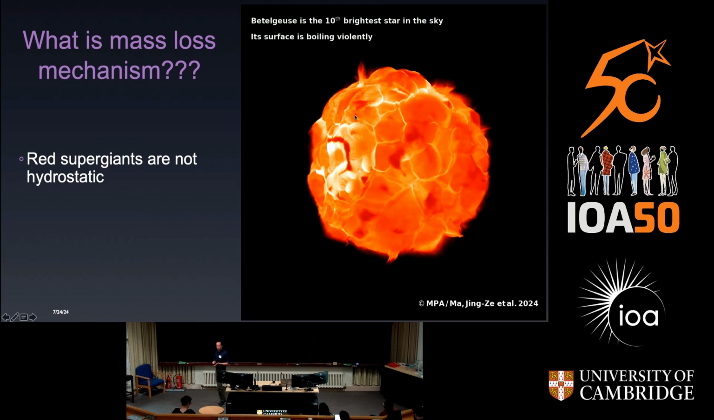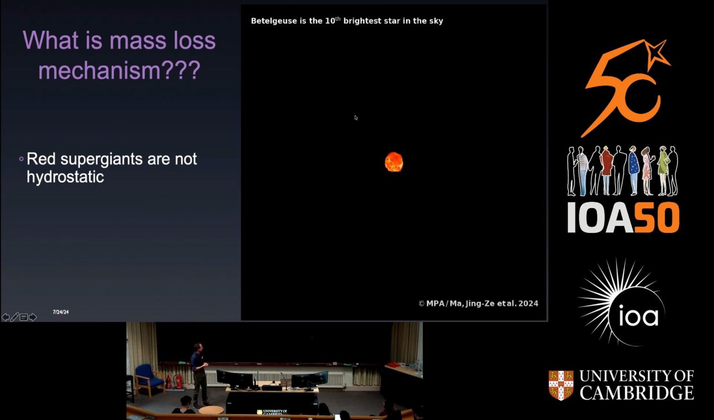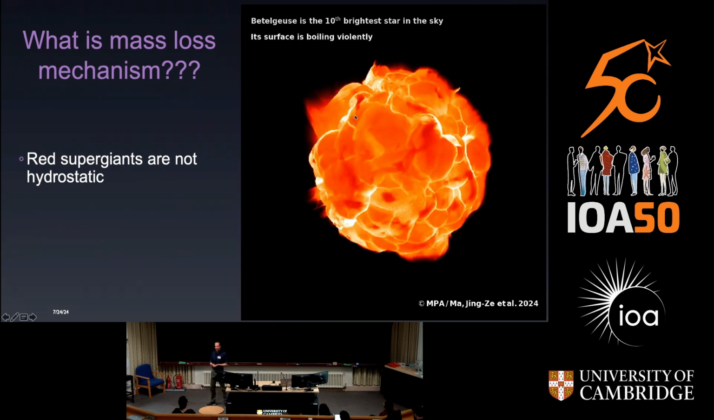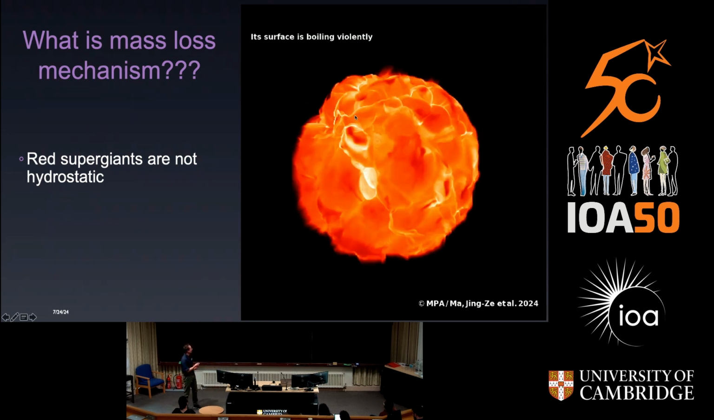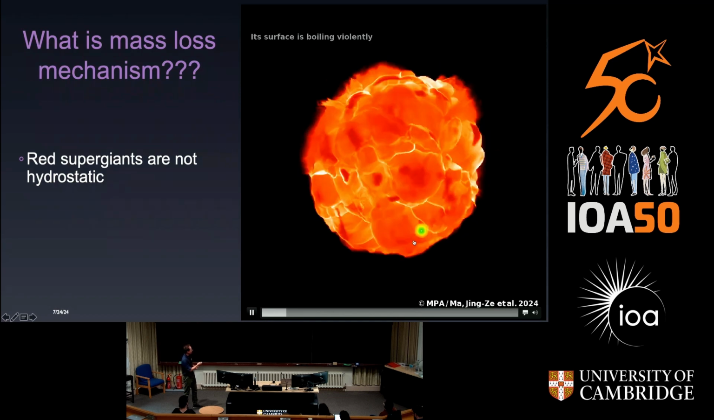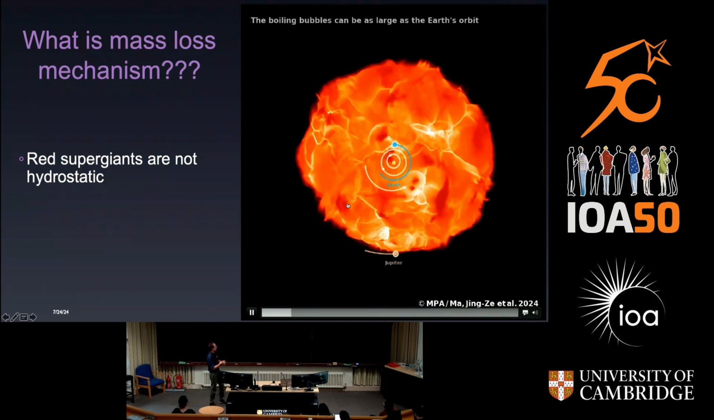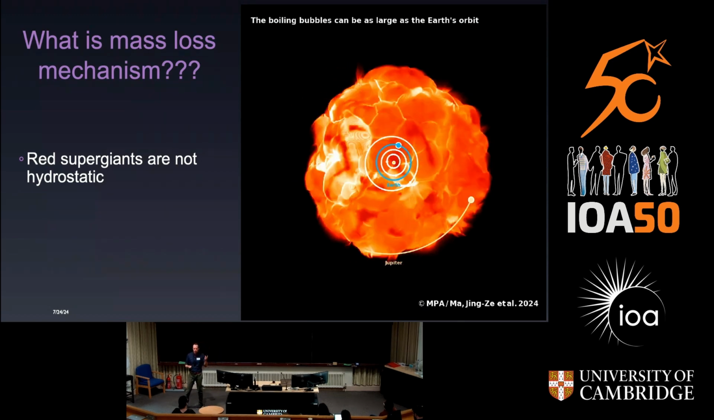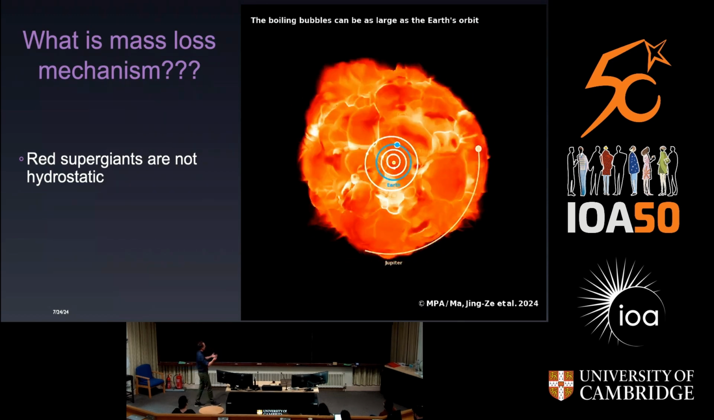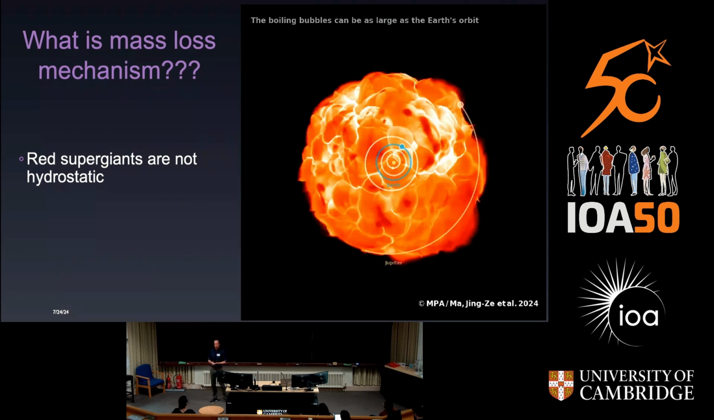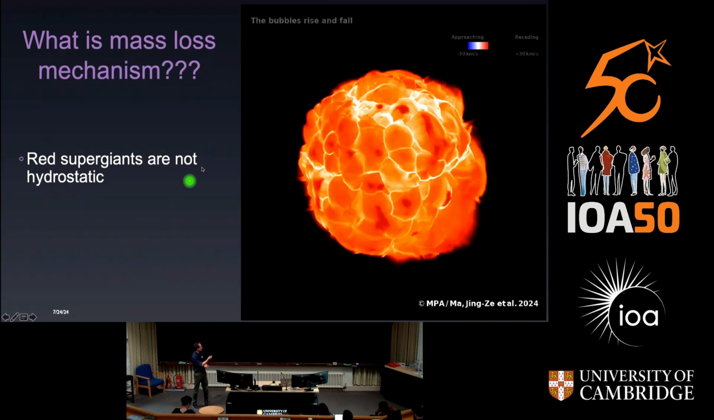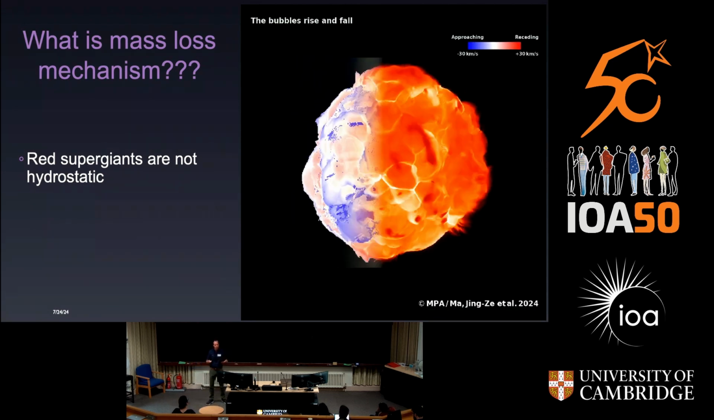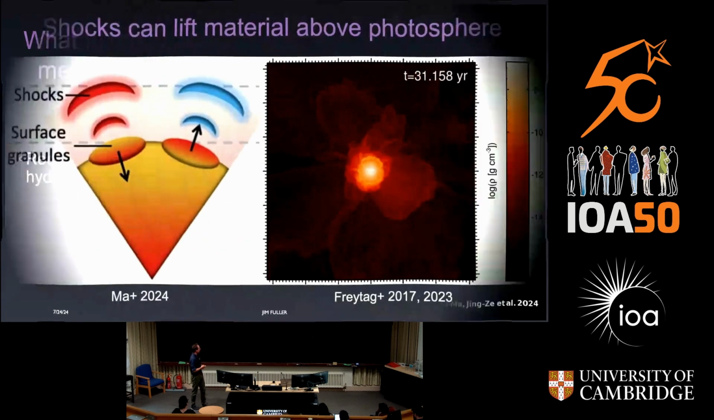So what is going on? Well, I think an important thing to keep in mind is that red supergiants are not nice spherical hydrostatic objects like we usually think about for stars. This is a nice simulation of a red supergiant by Jingze Ma. They probably look something like this. They have enormous convective cells that are moving at a substantial fraction of the escape speed, and so the star's surface is boiling around very vigorously. These convective motions can be supersonic, and this is going to have important consequences for what happens both at the surfaces and above the surfaces of these stars.